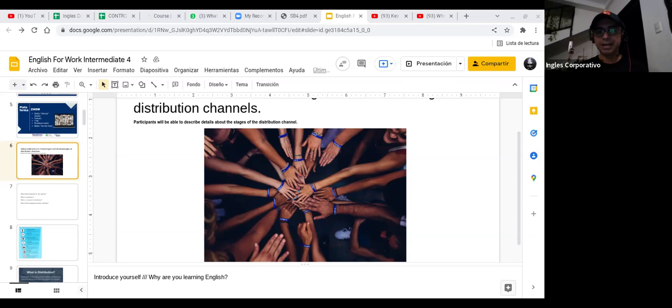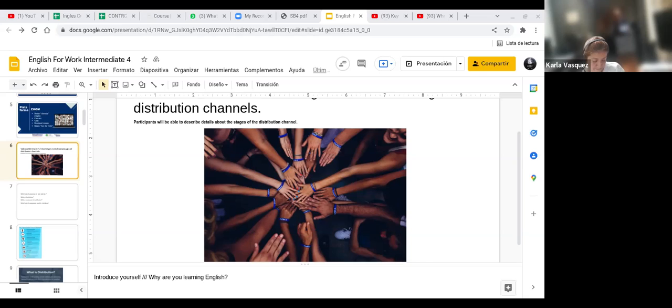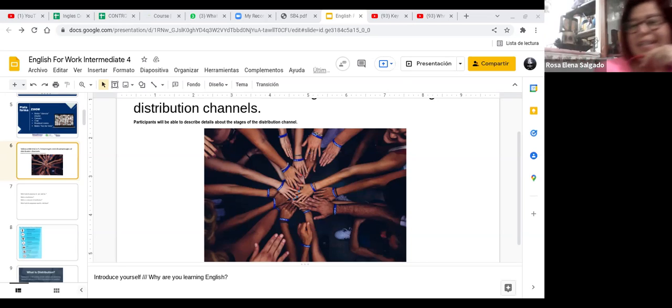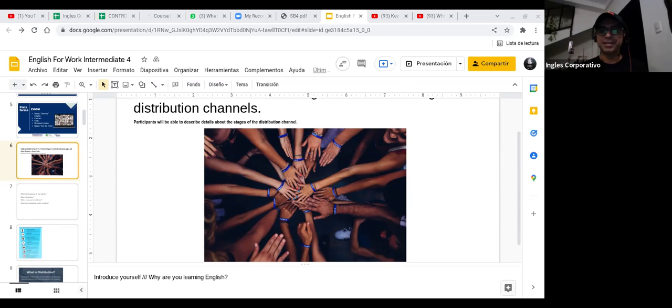Now, Rosa Elena Salgado. Good evening. My name is Rosa Elena Salgado. I'm 51 years old. I have two children. I live in La Gloria, San Salvador. I like to listen to music, watch movies or series. And I'm studying English because I like it. And I think that it is a lifestyle nowadays. Perfect. Very good. Thank you.